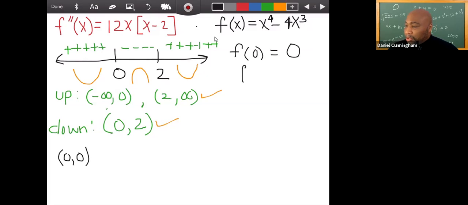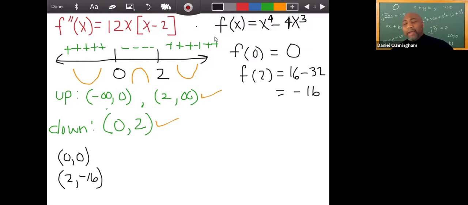And then let's plug in 2 for x here. That gives me 16 minus 4 times 8, which is 32. I think that gives me a negative 16. So when we plug in 2 for x, we get a negative 16 as a y value, if my math is correct. And these, I'm going to put in curly brackets. That's how they look. They are called points of inflection. And these are points of inflection, and I'm going to put a check there.